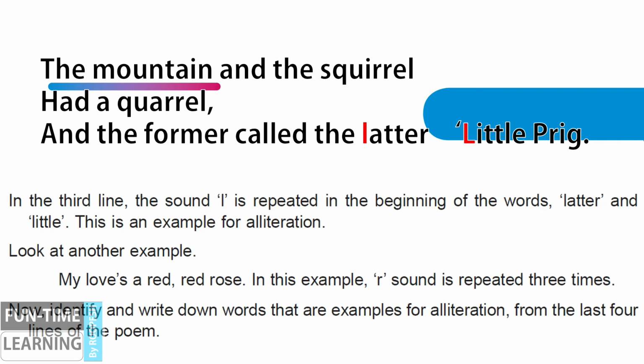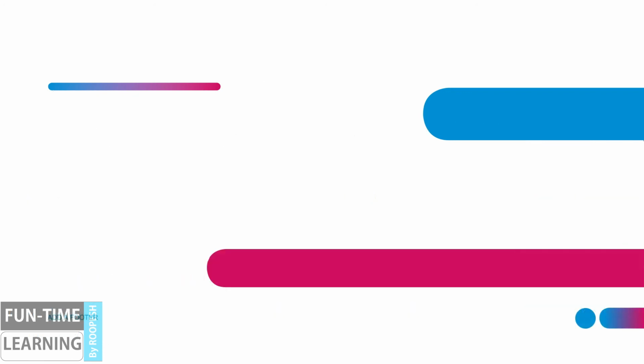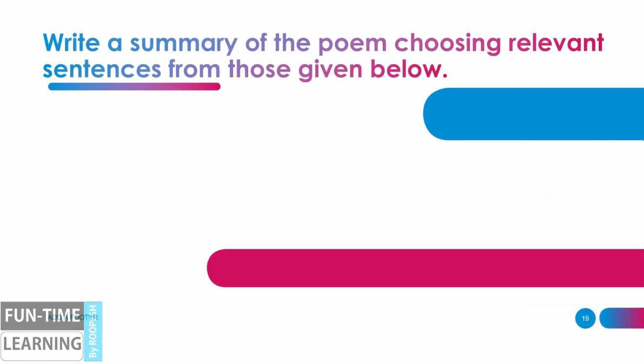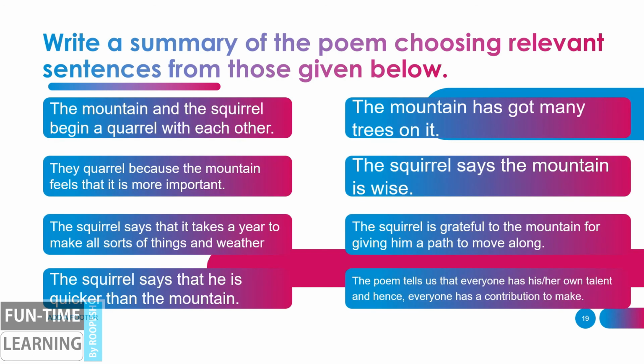Now identify and write down words that are examples of alliteration from the last 4 lines of the poem. Take examples like this from the last lines. I have also included a worksheet to help you. Before that, let's do an activity.